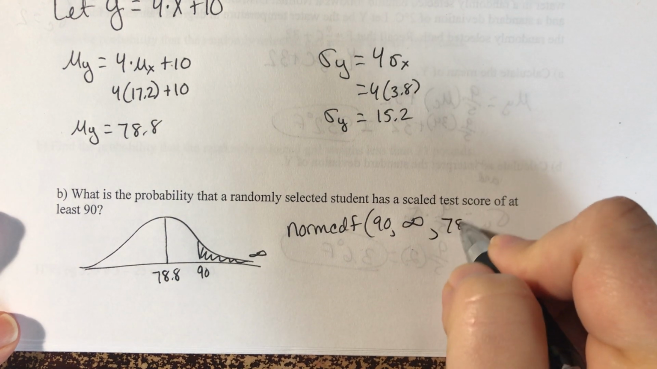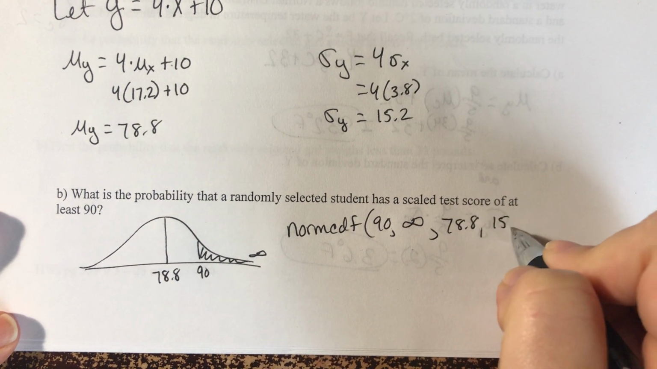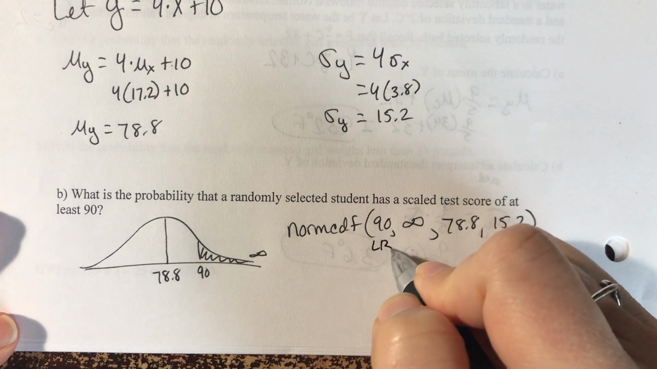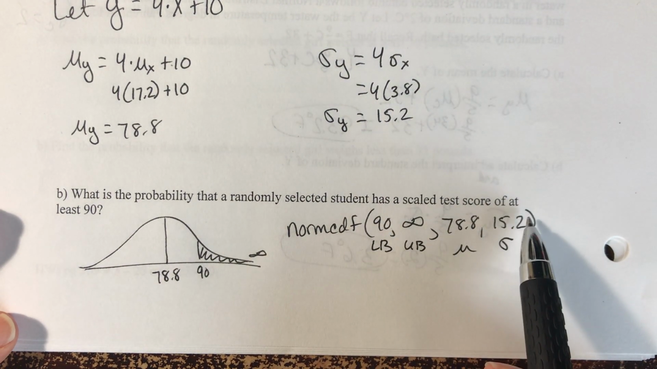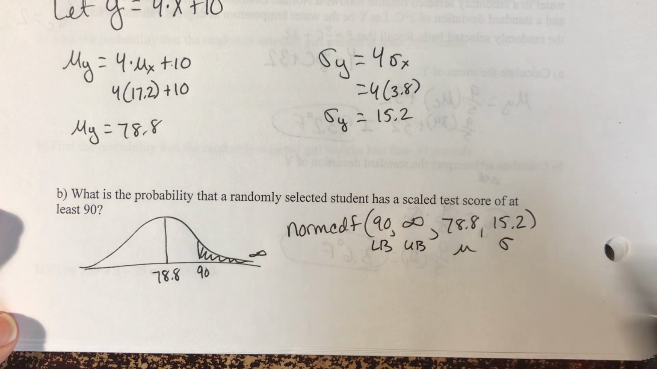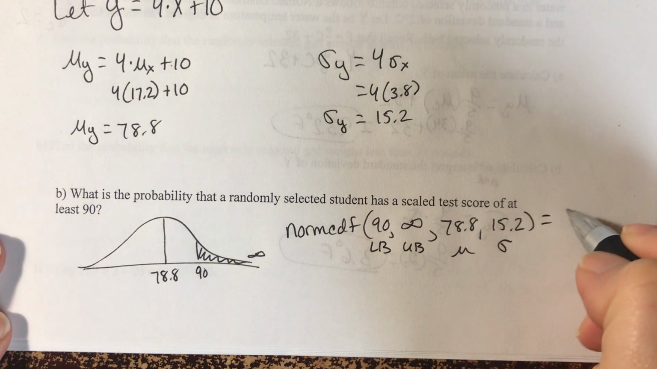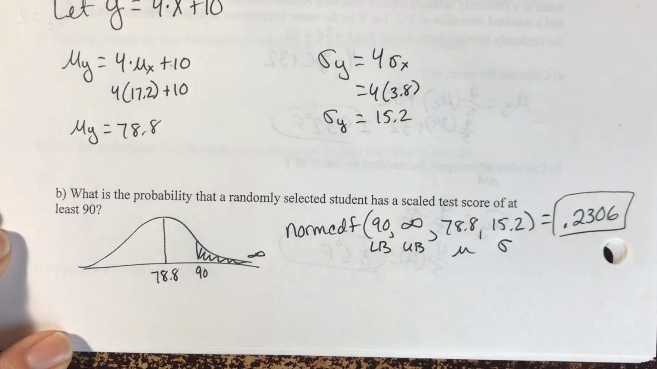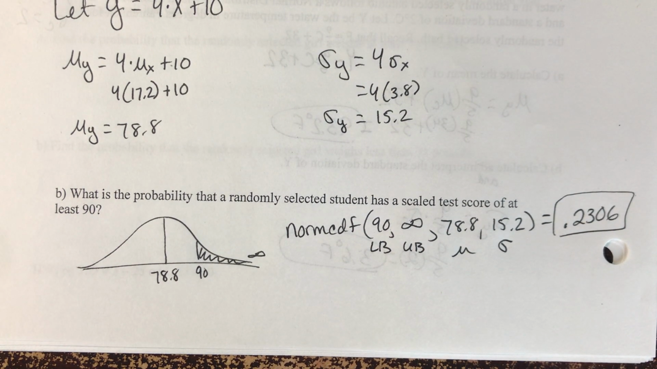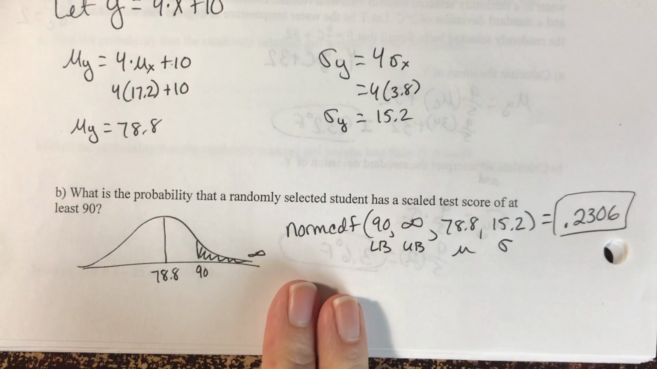We have a mean of 78.8, standard deviation of 15.2. Remember, lower bound, upper bound, mean, standard deviation. You cannot just write calculator talk without identifying what you're working with. When you put that in your calculator, you get 0.2306, and that should be your answer. All right, so let's do another.